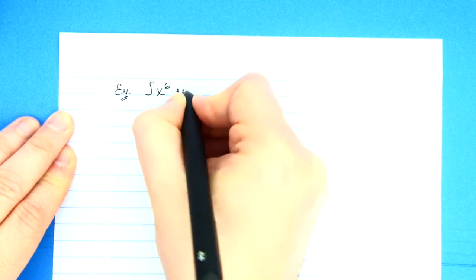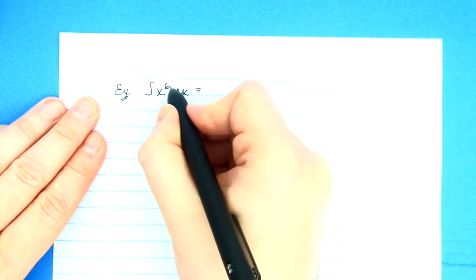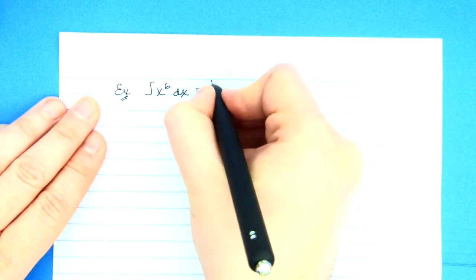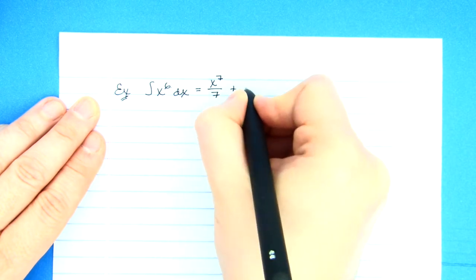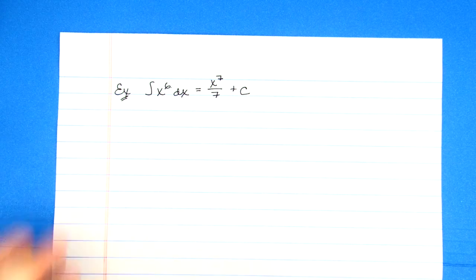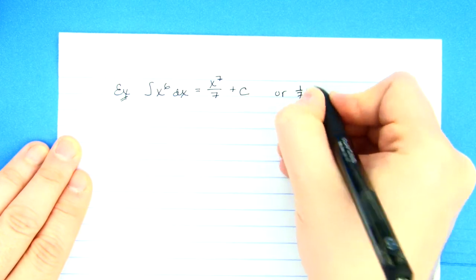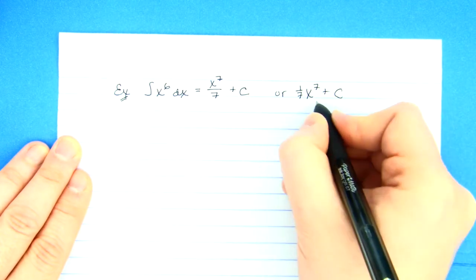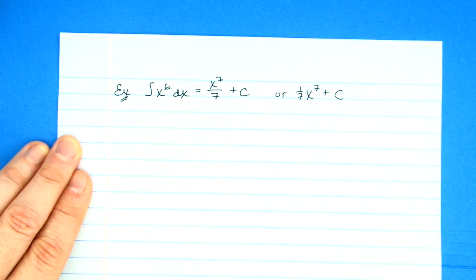If we're going to do the integral of x to the 6th dx, our power rule says all we have to do is add 1 to the power and divide by the new power. I can make this x to the 7th over 7 plus a constant. If you don't believe this, this is 1/7 times x to the 7th plus c. What's the derivative of this? It's 1/7 times 7x to the 6th. Yep, that's x to the 6th.